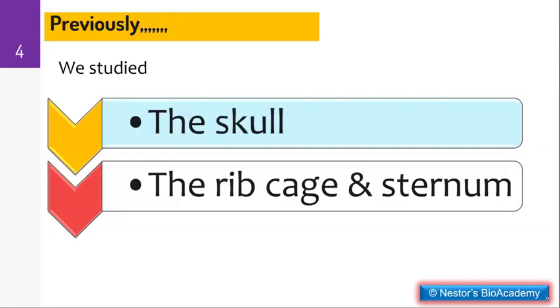Remember, in the previous lesson, we introduced ourselves to the axial skeleton, where we were able to list down the various components of the axial skeleton. We talked of the skull, we talked of the rib cage and the sternum, and we talked of the vertebral column. So in this lesson today, our special focus is going to be on the vertebral column.